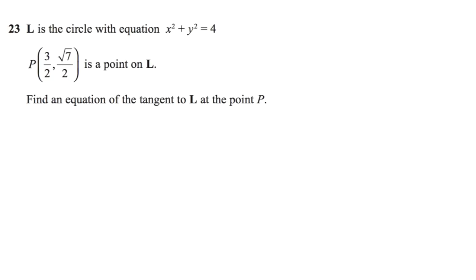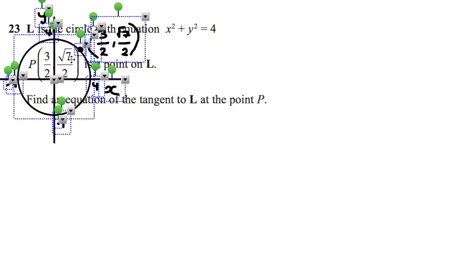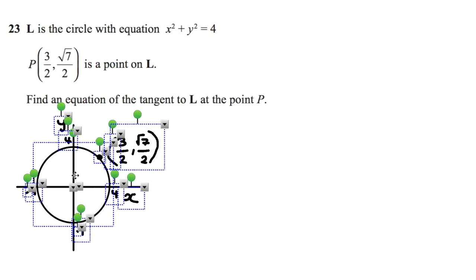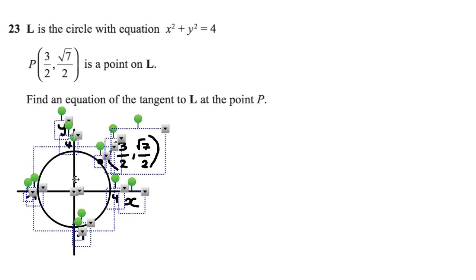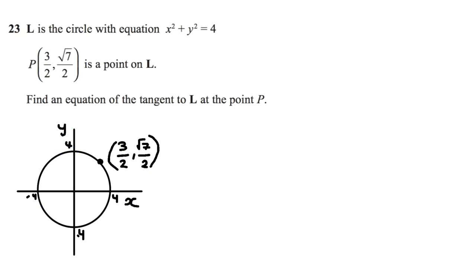The first thing I'm going to do is draw circle L, x squared plus y squared equals 4, and also have point P on circle L. Our second step is to find the gradient of the line that passes through the origin and point P.